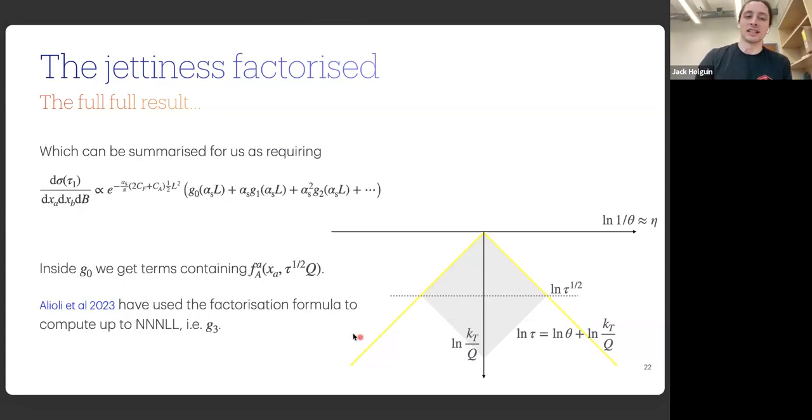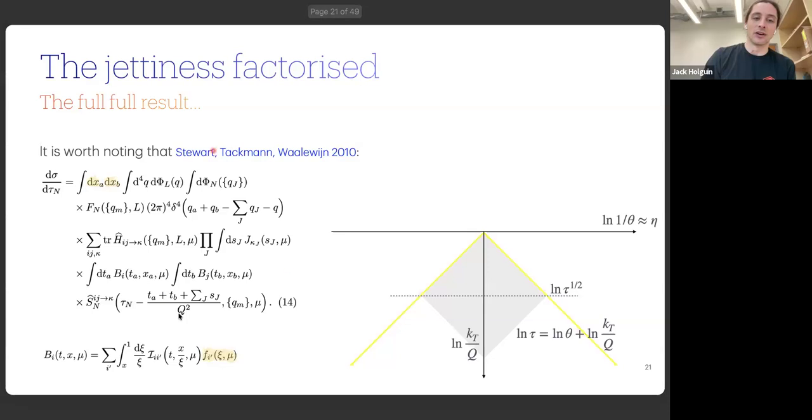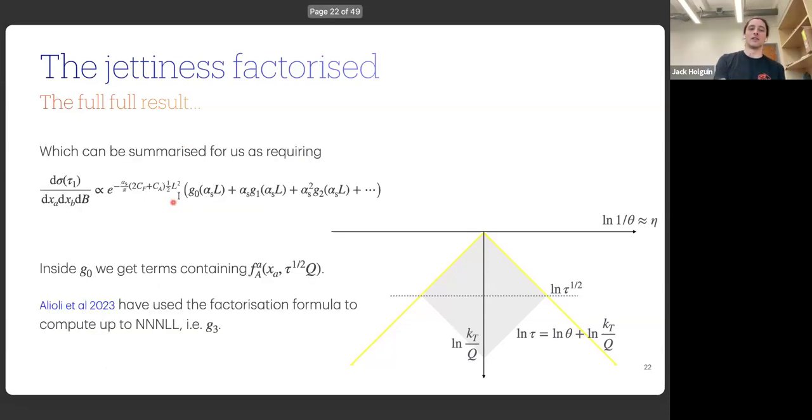And this all can be summarized effectively, this entire complicated formula, for our perspective, is requiring the following log structure. There is an exponential piece that we just computed, and it's multiplied by corrections, and these corrections have to have this form. G0 is the first correction, and it has to be a function of just alpha s times log. There's no log squareds in G0. All the log squareds are in the exponential. And then plus alpha s times G1, also a function of alpha s times log. So this is an alpha s suppressed term. And so forth and so forth.